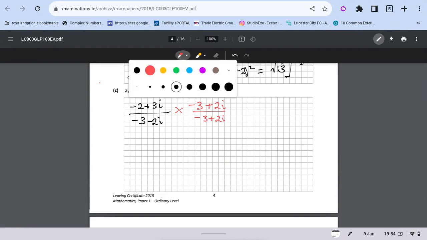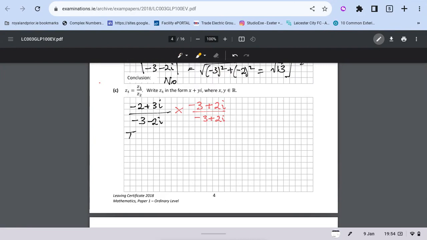So multiply top and bottom by the conjugate of the bottom. So conjugate of the bottom, remember, change the sign of your imaginary part. And now you're going to have to work out the top bit. Just multiply these out. Burst your brackets.